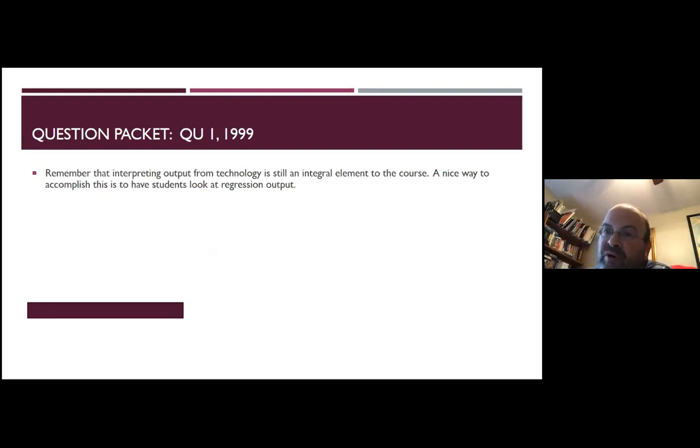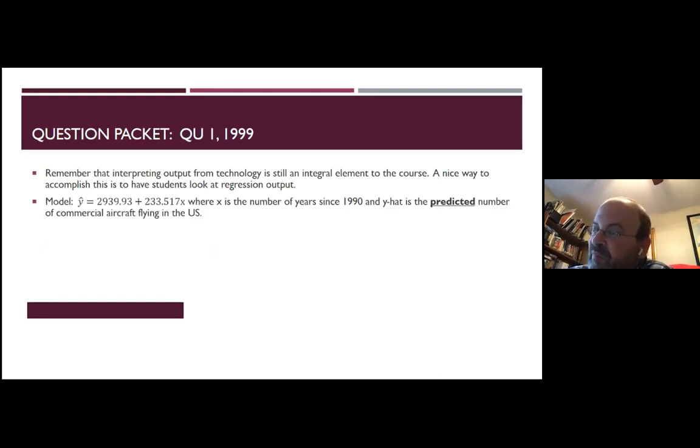Okay, so remember that interpreting output from technology is still a part of the course, even though we're not requiring students this year to have a graphing calculator. So one of the ways that we do that is to look at regression output. It's one thing that keeps everybody consistent. So looking at that regression output, we have a model. Y hat equals 2939.93 plus 233.517x.